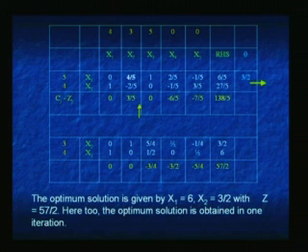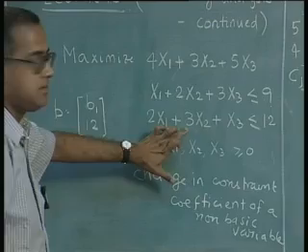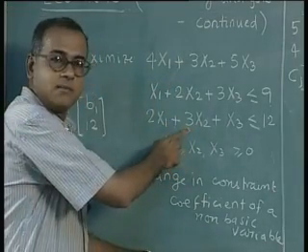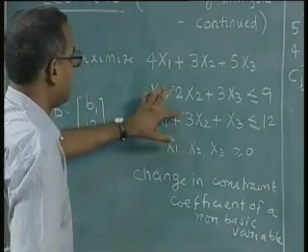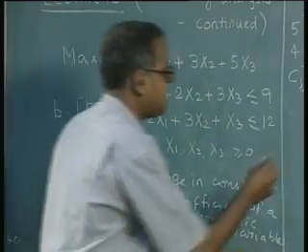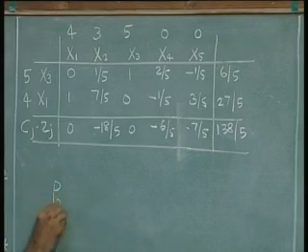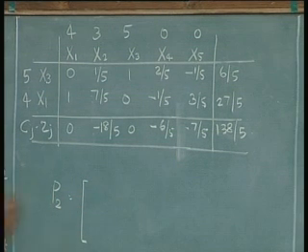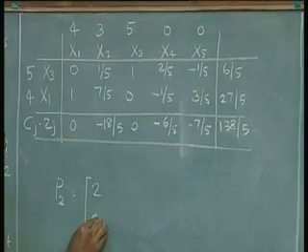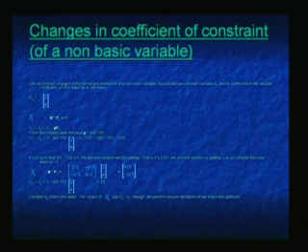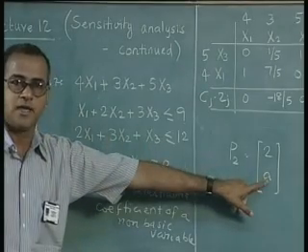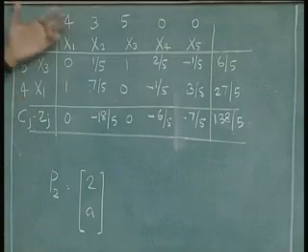Now to do that, let us consider a change here. Let us assume that this number 3 becomes something else. So what happens here is P2 from the original problem now becomes 2 comma a.